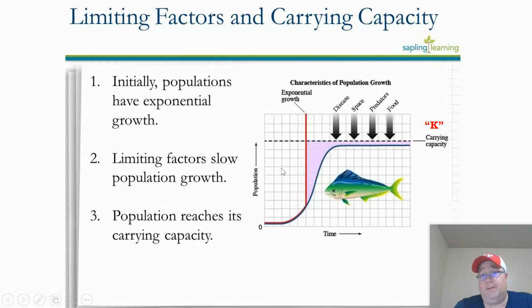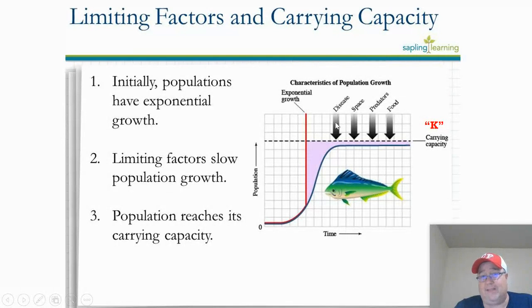Well, these things are called limiting factors. Limiting factors are things that can limit how much a population grows or limit the size of a population. You think about things like diseases, space, like how much living space there is, predators, food. This graph is about fish, but it could very well be about elephants or bacteria or humans for that matter, right? Organisms in a population grow this way. It's called exponential growth. We'll talk more about that later this week.